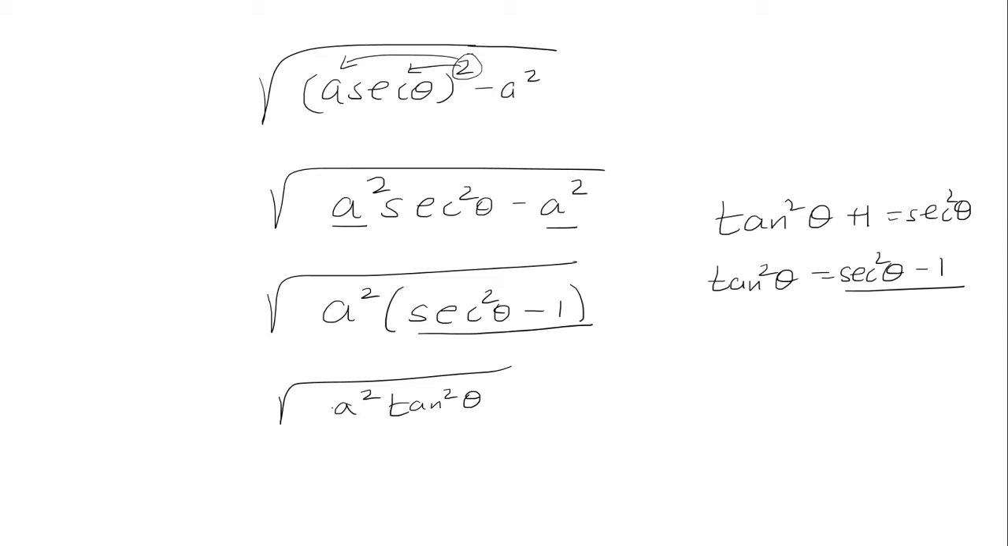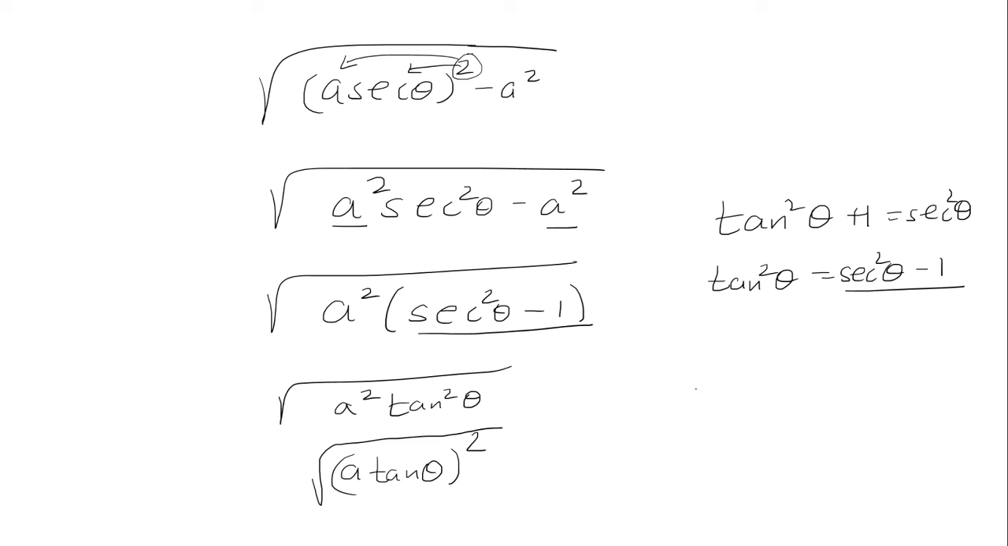And now I just need to take the square root of everything. So the square root of a squared is a, the square root of tangent squared is tangent. So you can kind of think of this as a tangent squared and then taking the square root of all that.